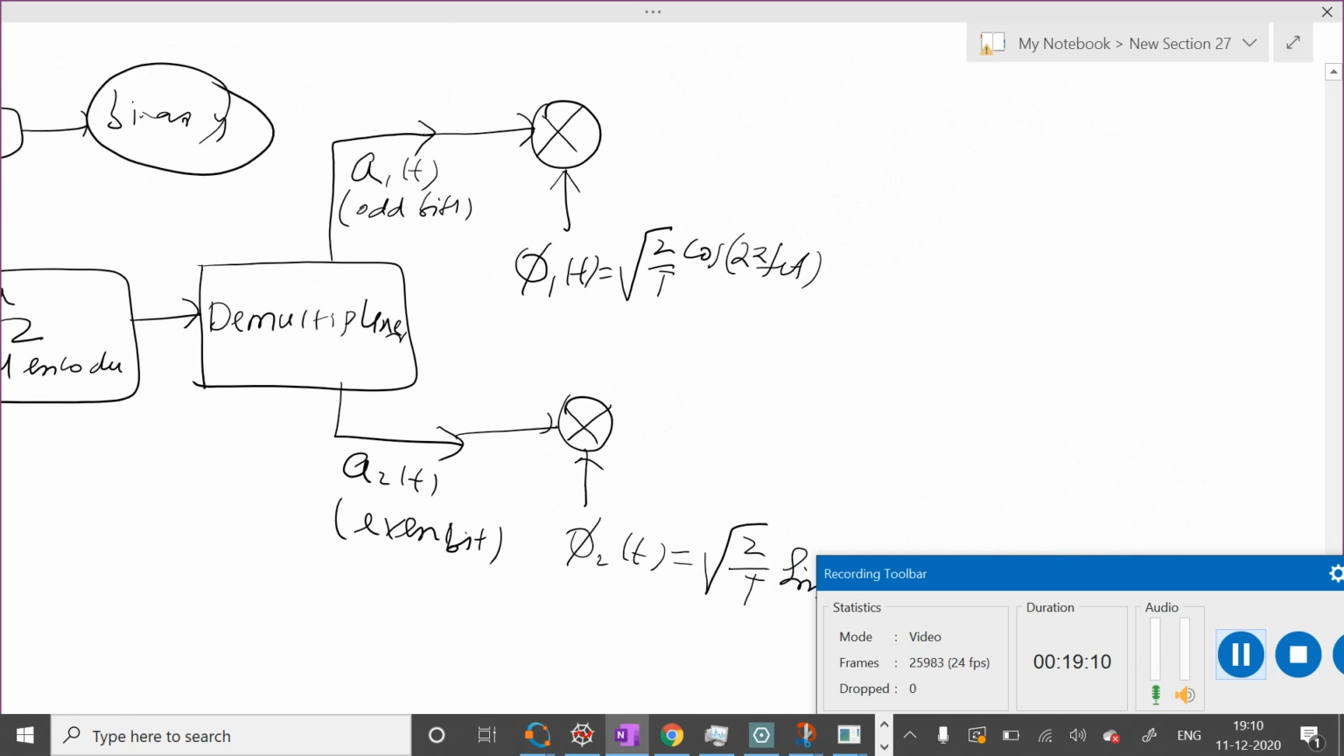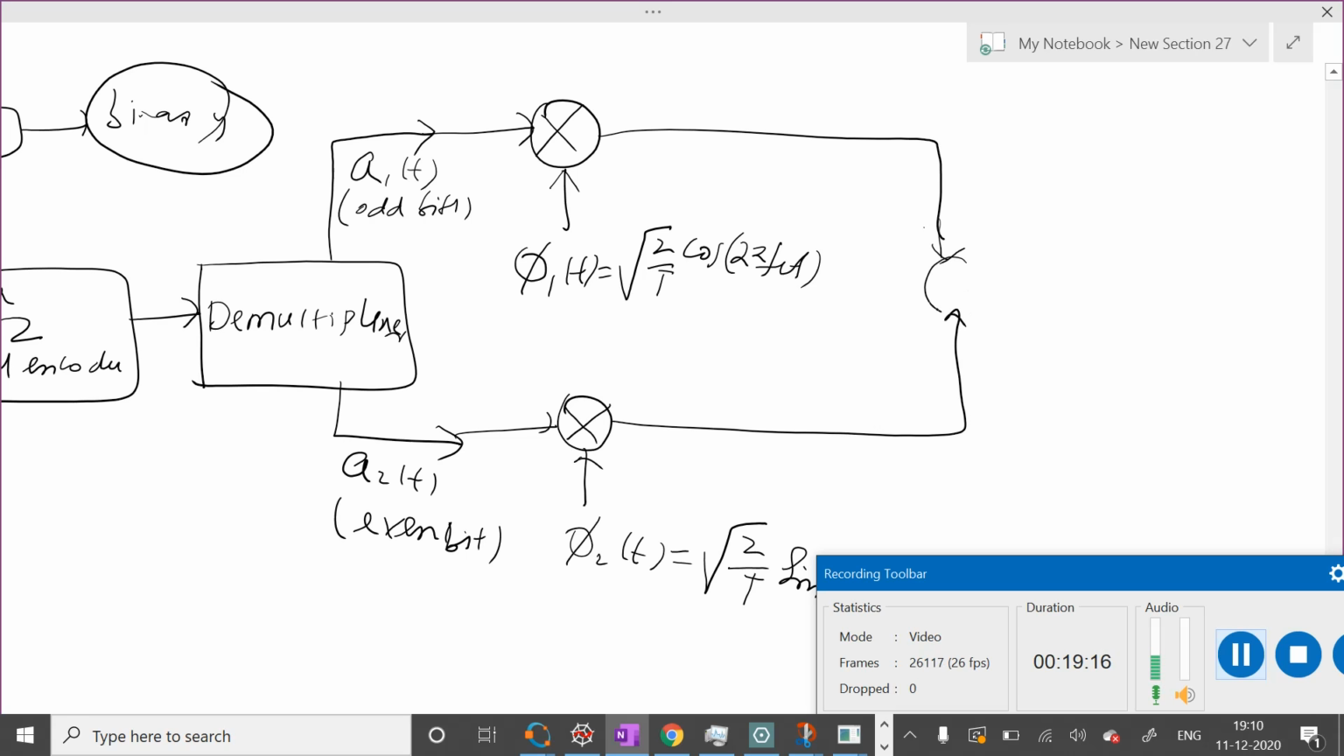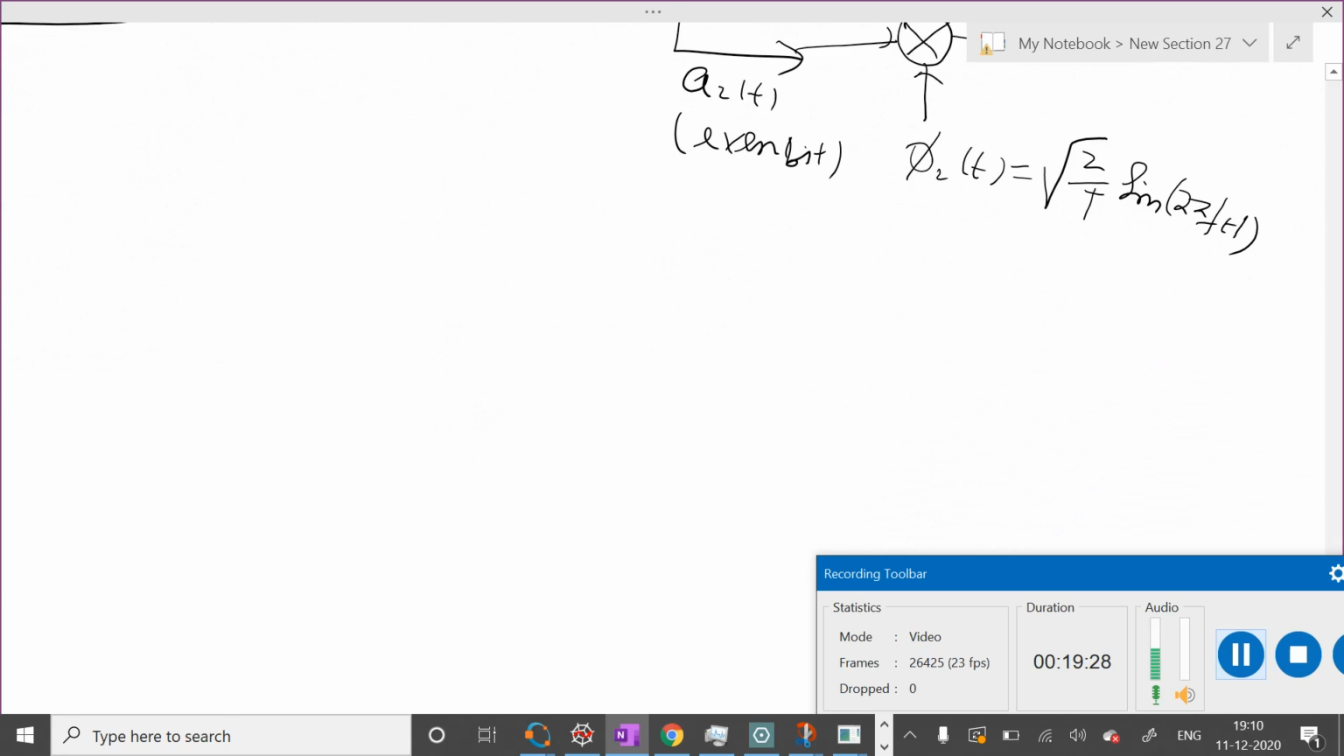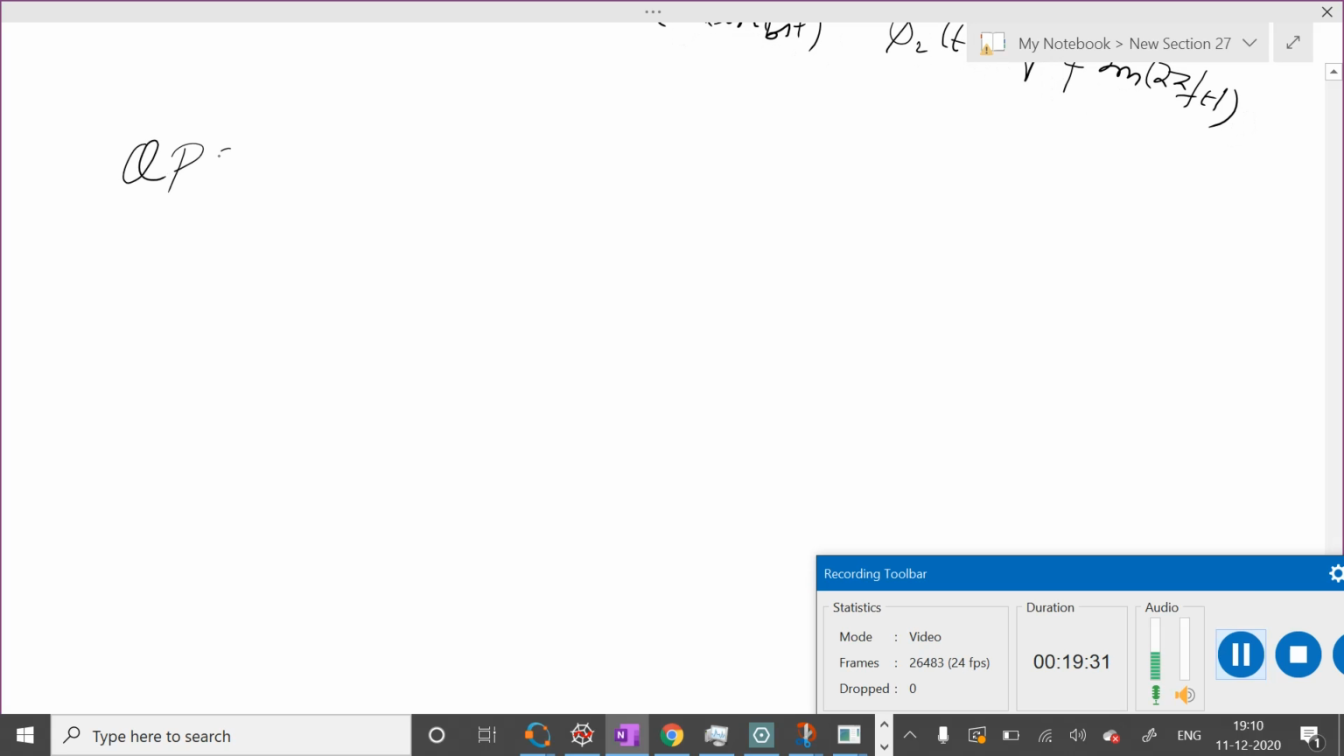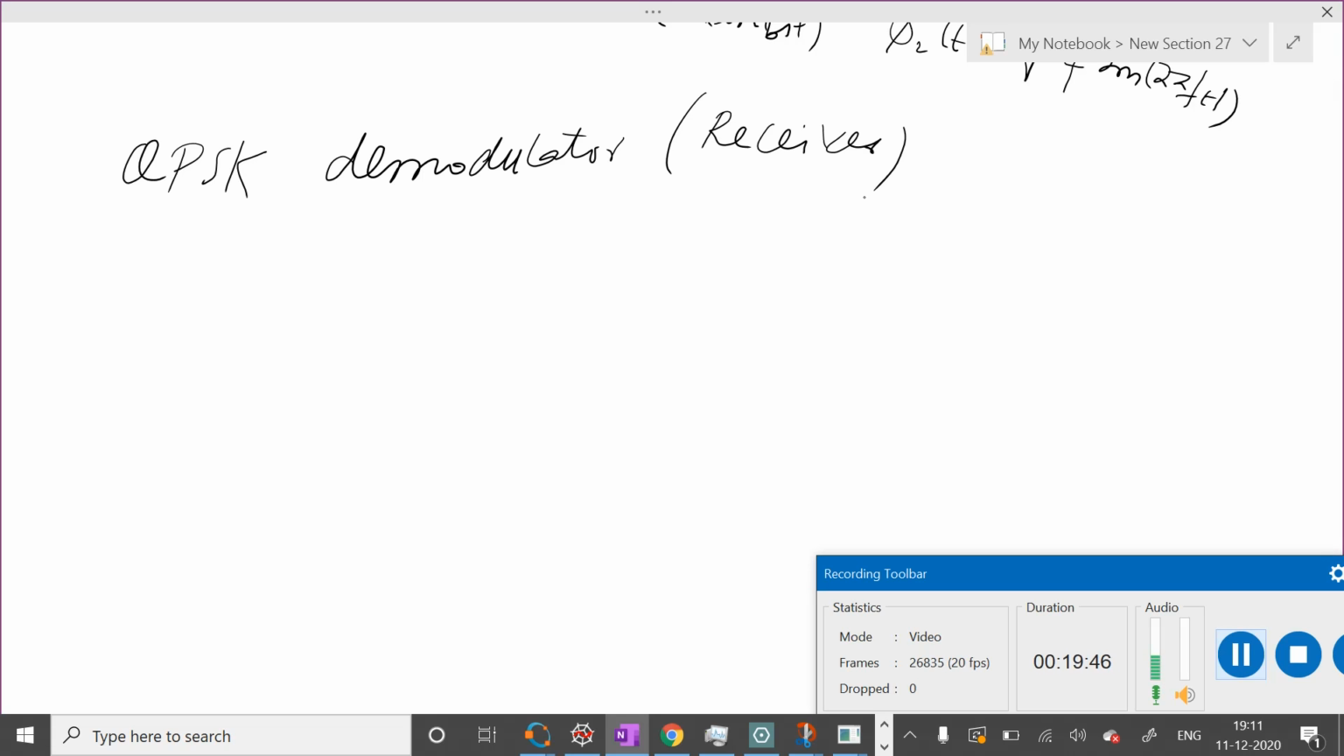Okay, and then definitely we have to add them up. So we will need an adder, and here is our QPSK signal which can be transmitted over the antenna. Now it immediately tells us the QPSK demodulator or receiver also, that will have almost the same steps as in BPSK, except the last step where we have to combine the bits.